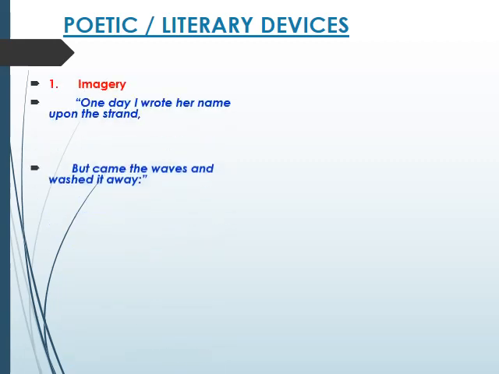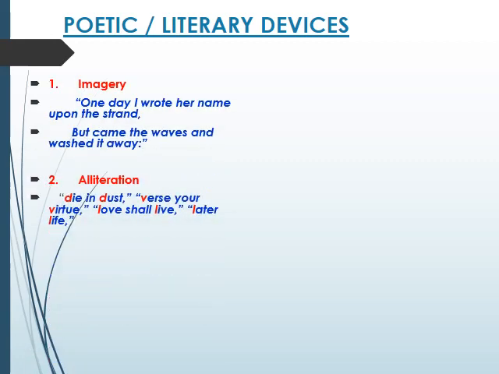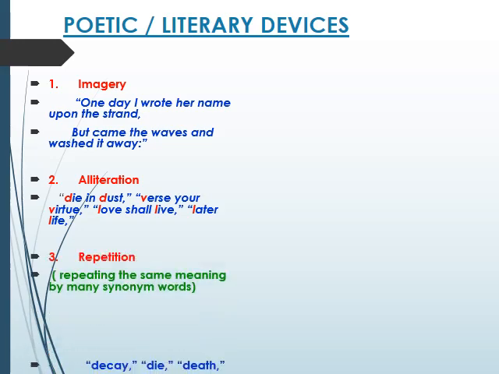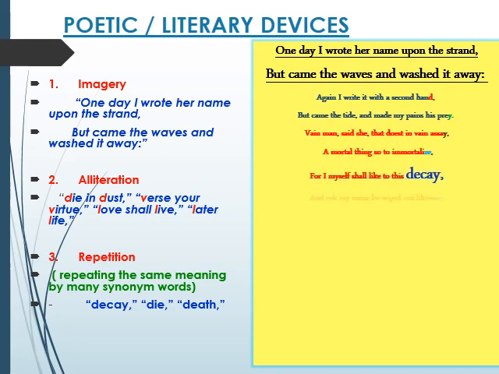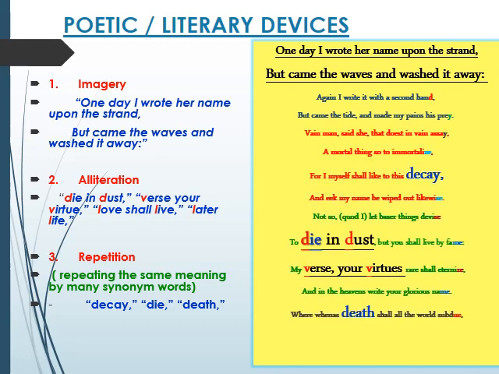Poetic and literary devices. In the poem, there are many poetic and literary devices used by the poet. First one, imagery.